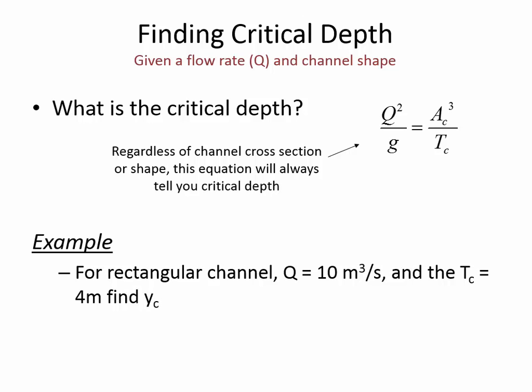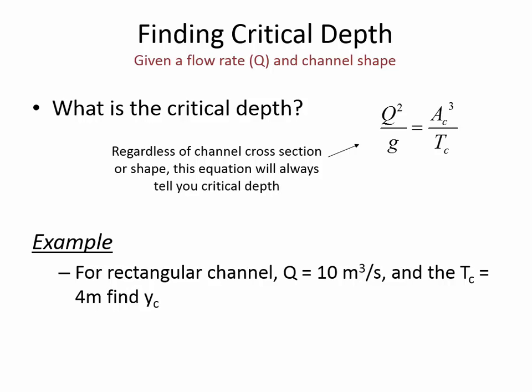So for a rectangular channel where we've got 10 cubic meters per second and the top width when you've got critical conditions is 4 meters, find yc. This is going to be that same 0.86 that we saw earlier when we were putting together the calculations with the table. This is just showing how you can find the critical depth, because remember, you can diagnose whether conditions are supercritical or subcritical either by the Froude number or by comparing a certain depth to the critical depth. So this is how you find the critical depth.